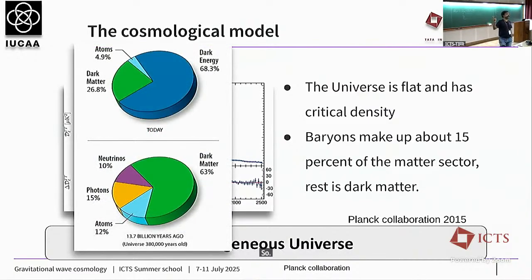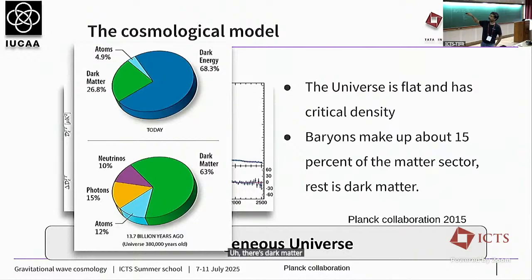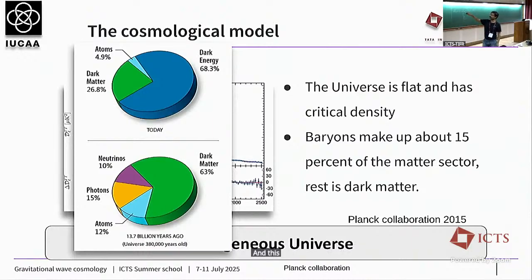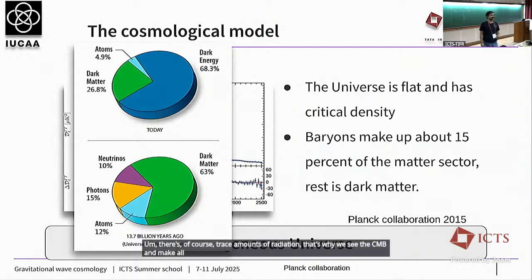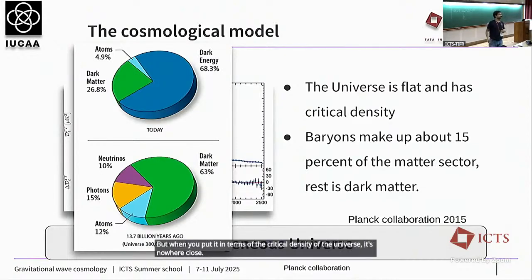So these are the results that Planck got for the constituents of the universe. As seen today, there's dark matter at about 26.8%, dark energy 68.3%, and ordinary things that we know, mostly in terms of hydrogen gas in the universe, about 5%. And this basically constitutes the entirety of what we see today. There are of course trace amounts of radiation. That's why we see the CMB and make all these observations. But when you put it in terms of the critical density of the universe, it's nowhere close. You cannot even see it.